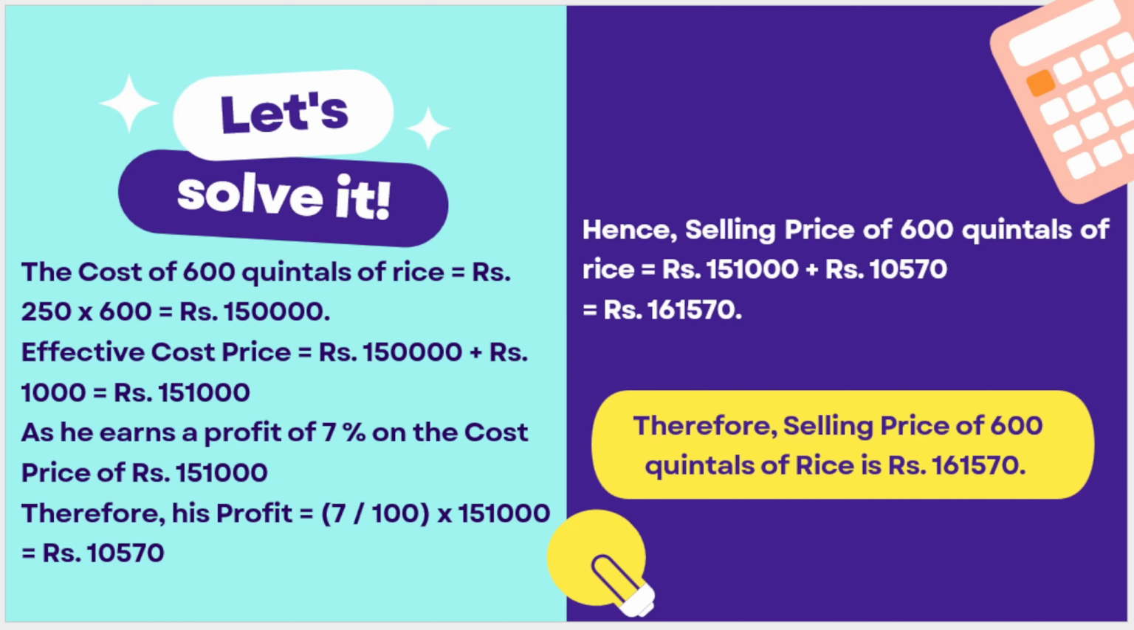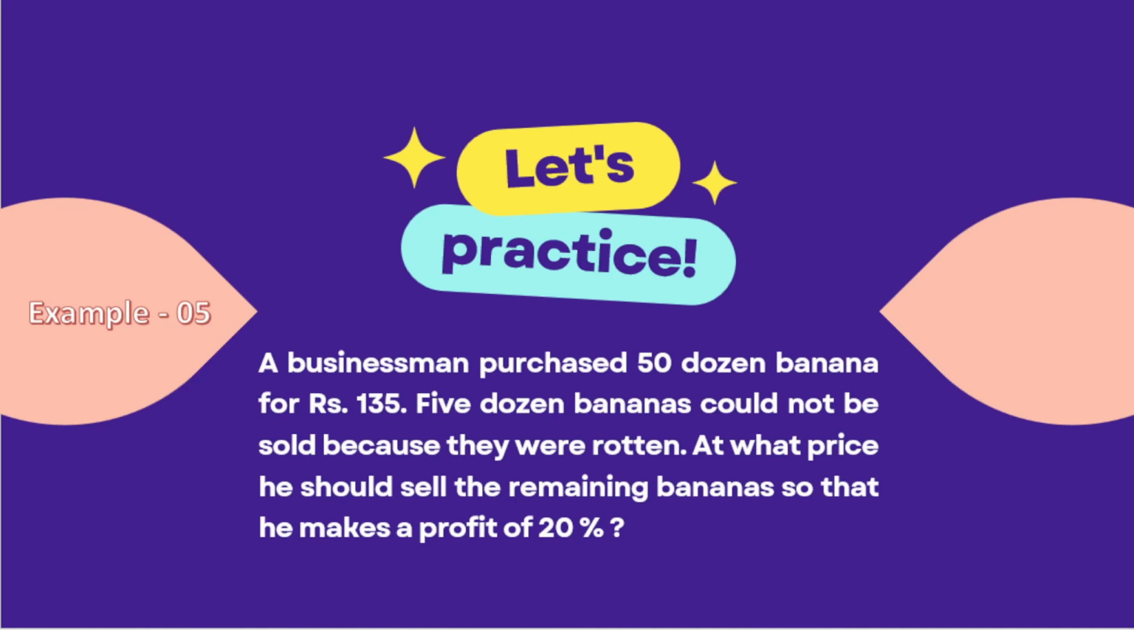Now, he earns a profit of 7% on the cost price of rupees 1,51,000, which can be calculated as profit is equal to 7 divided by 100 multiplied by rupees 1,51,000, which comes to rupees 10,570. Hence, the selling price of 600 quintals of rice is equal to rupees 1,51,000 plus profit of rupees 10,570, which is equal to rupees 1,61,570. Let us now go to example number 5.